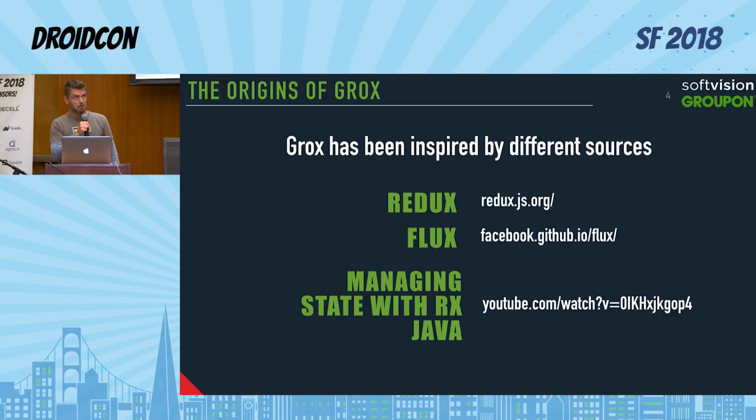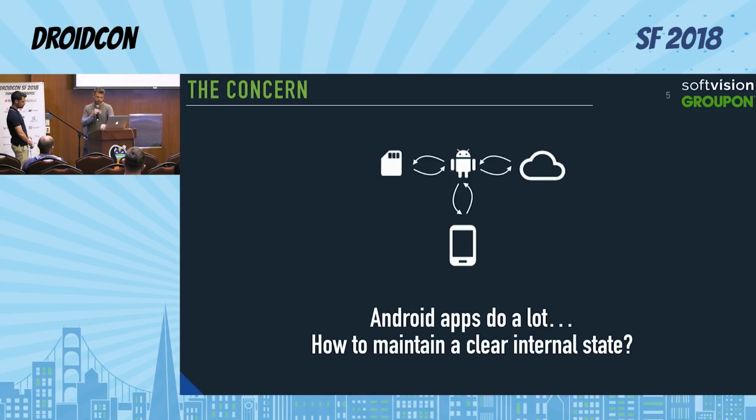And last but not least, we were inspired not by a library, but by a talk that was given by Jake Wharton, maybe 2-3 years ago. The name of the talk is Managing State with Rxjava. If you never looked at it, we really strongly advise watching it. It's a deep dive into Rx and how it can solve non-trivial problems like state management, for instance. So I will pass it over to Alin to give a bit more context about the issue we're trying to solve inside Grox.